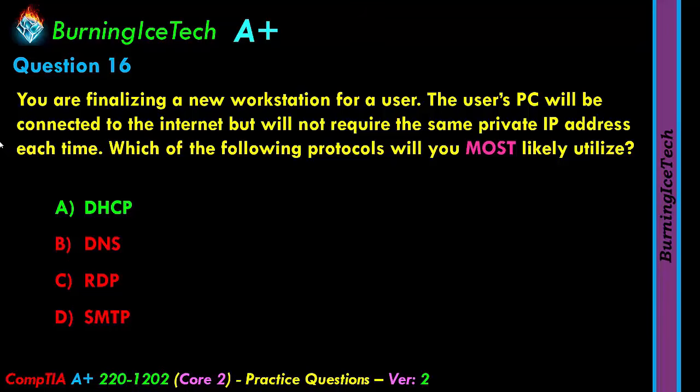RDP is a remote connection protocol. It allows you, the user, to go and remotely connect to other devices. It's got nothing to do with IP addresses. SMTP is an email protocol. We're not talking about email here. So the only protocol here that's got even remotely to do with IP addresses is DHCP.